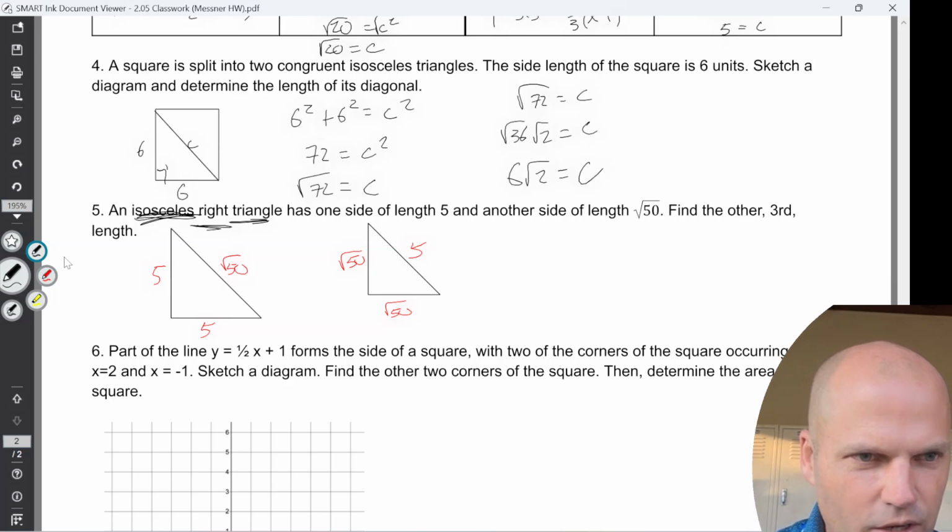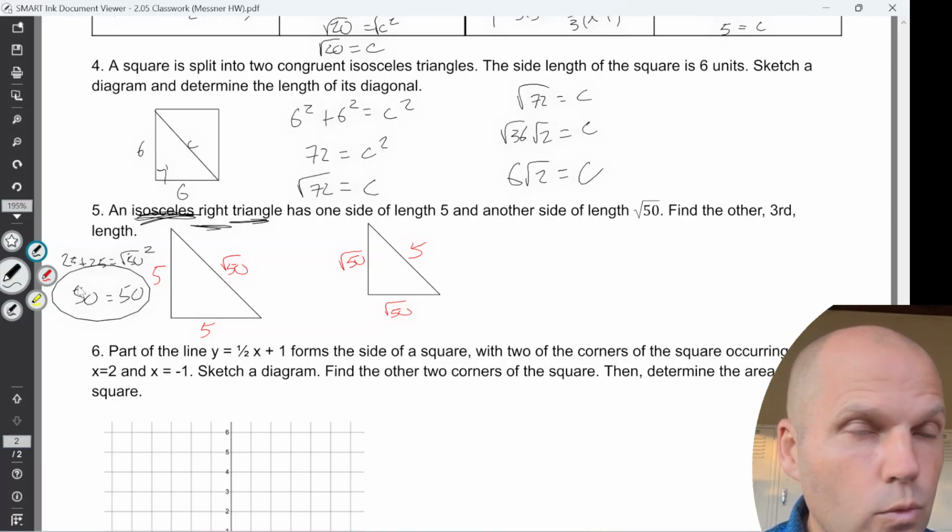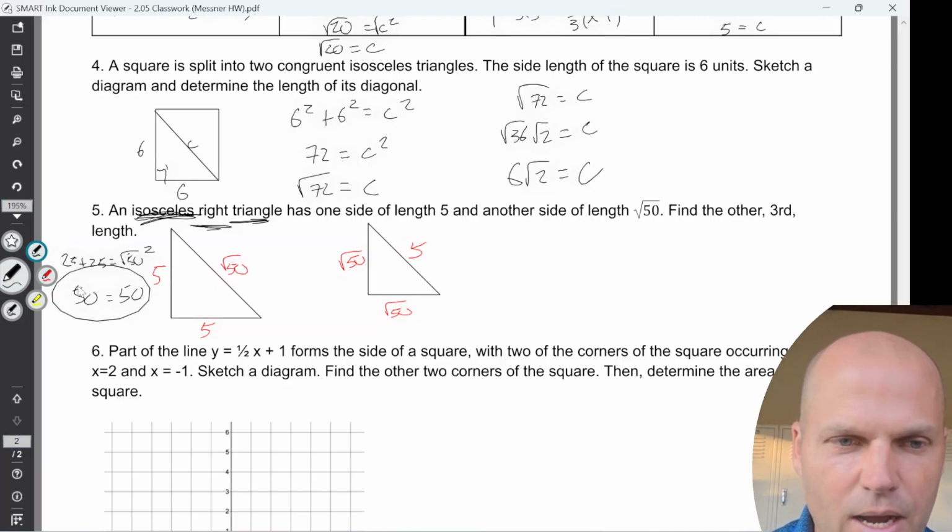A squared plus b squared, that's 25 plus 25, equals c squared. Root 50 squared is just 50. We can see that this works. The triangle with the legs 5, 5, and the hypotenuse root 50 does satisfy the Pythagorean theorem.